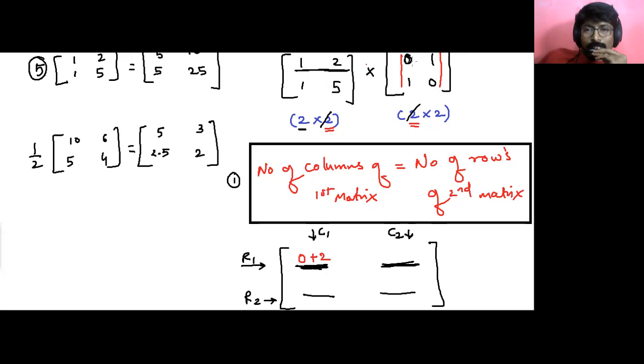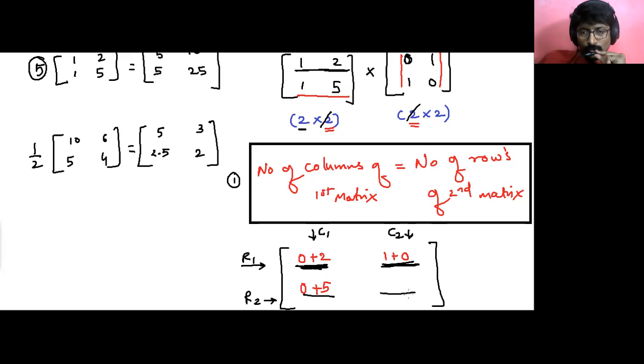So 1 into 1 will become 1, plus 2 into 0 will become 0. I hope you are following. Now it's very, very simple. Now what is this entry? Second row. So I'll choose second row of matrix 1, and column 1 of matrix 2. So 1 into 0, 0, plus 5 into 1, 5 into 1 will become 5. I hope you understood this perfectly.